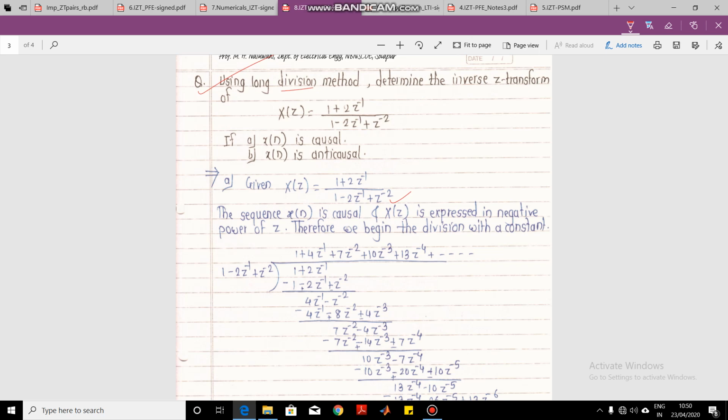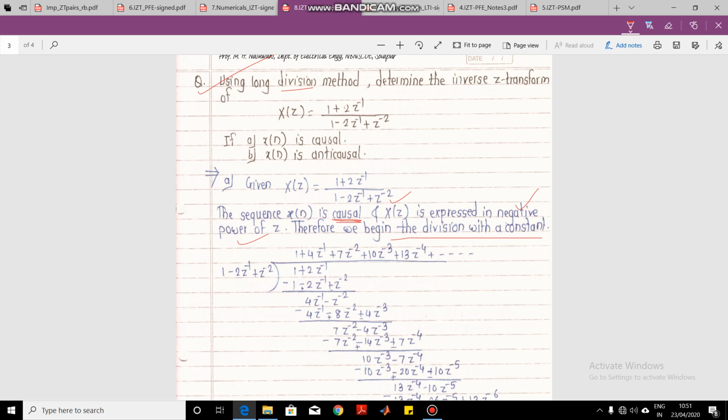When it is asked for a causal sequence like this, we have to express our answer in the form of negative powers of Z, because when the sequence is a causal sequence, it will have the Z transform in negative powers of Z, and when the sequence is a non-causal sequence, it will have the Z transform in positive powers of Z. So for a causal sequence we have to have negative powers of Z. Therefore in this case we have to begin the division with a constant. So our divisor will be 1 minus 2 Z raised to minus 1 plus Z raised to minus 2.